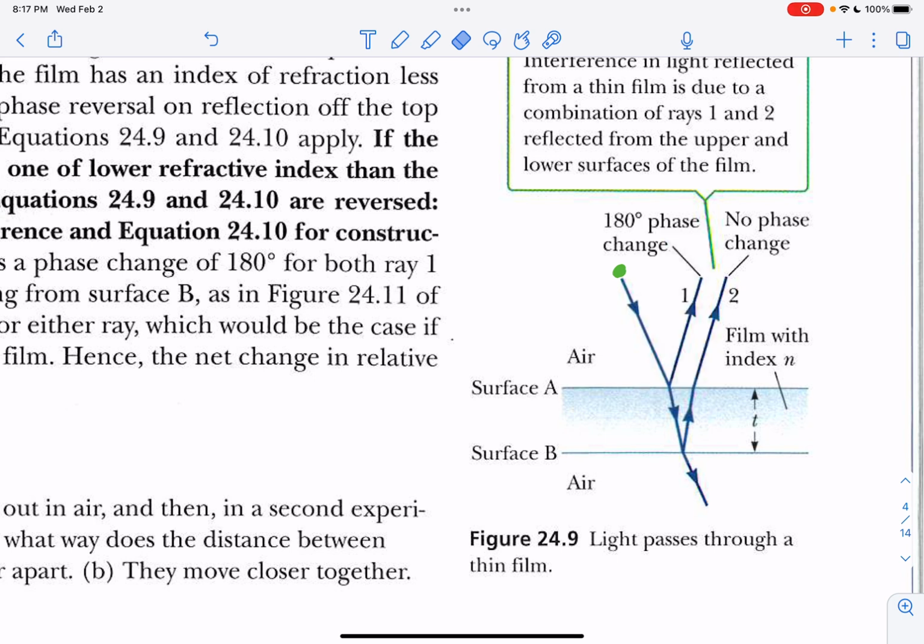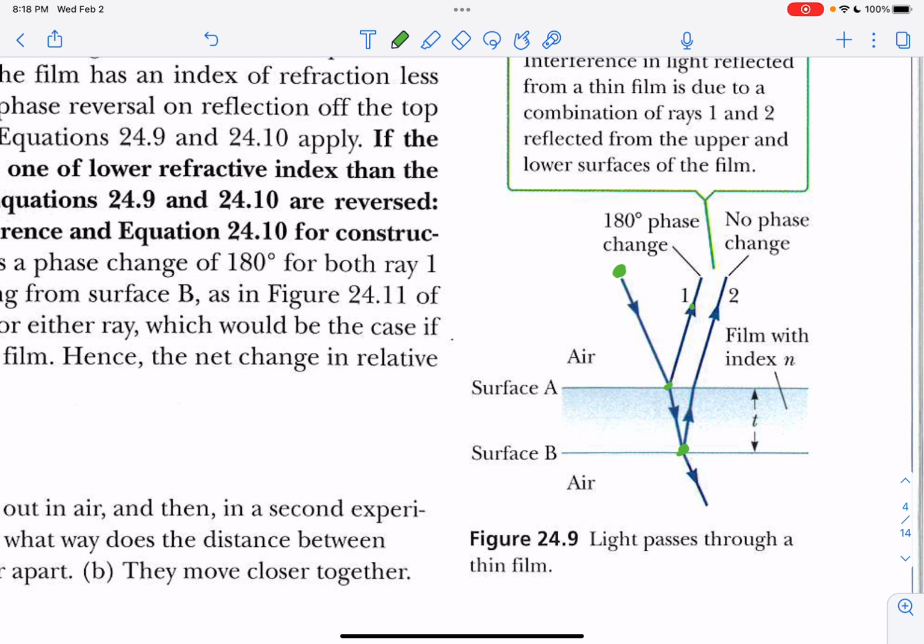Now, some of that light that strikes here also continues on and reflects off the bottom of the denser material. It reflects off of this bottom and then is refracted out. And if these two beams are parallel or actually on top of each other, they're going to interfere with each other.